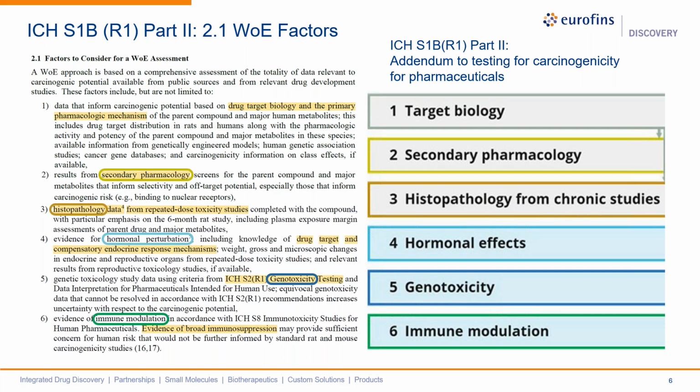1, drug target biology and primary pharmacology, including target distribution and metabolic activity across species. 2, secondary pharmacology screens that inform off-target effects and binding to receptors, particularly carcinogenicity-related targets. 3, histopathology from animal studies, particularly from 6-month rat studies. 4, hormone effects, including endocrine response mechanisms. 5, the genotoxicity study, which is based on ICH guideline S2, including in vitro studies like the Ames test and the micronucleus assays. 6, immunomodulation, which is according to ICH S8 guidance. Broader immunosuppression may indicate human risk.